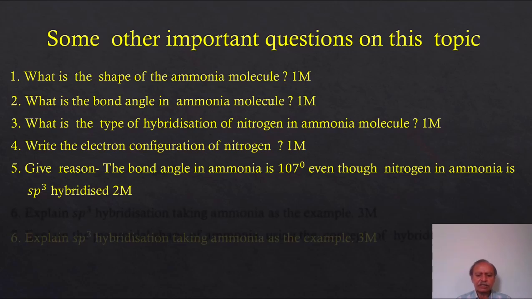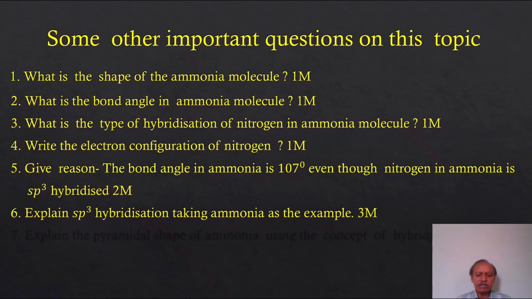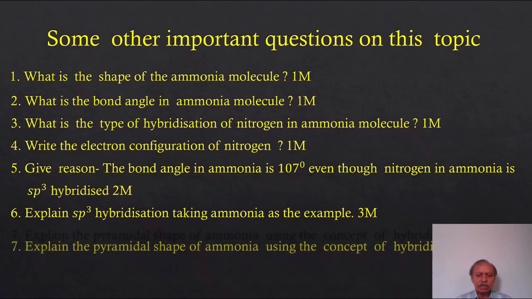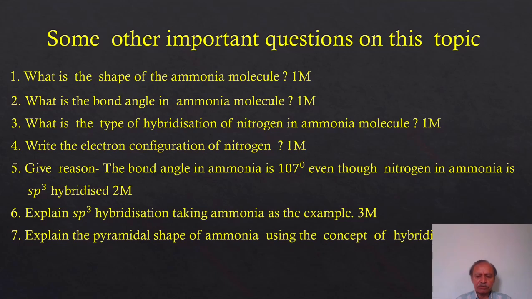Then next one, explain sp3 hybridization taking ammonia as an example. Now this will be for 3 marks, or sometimes they ask for 4 marks also. Then explain pyramidal shape of ammonia molecule using the concept of hybridization. So these question number 6 and 7 can be asked. Either of them can be asked, but both will be for 3 marks. Same thing you have to write for both the questions. Answer to question number 6 and 7 will be same.